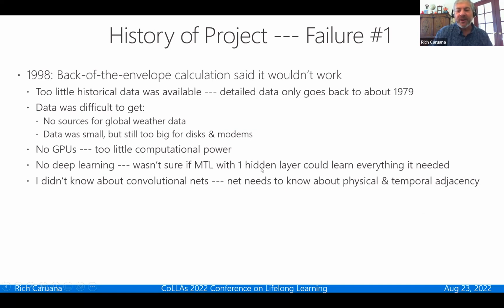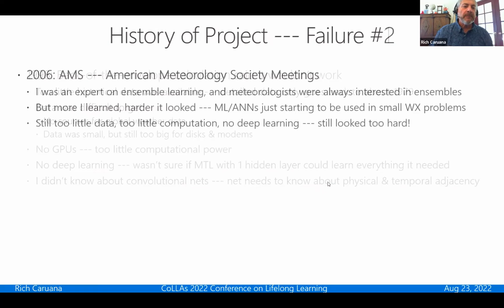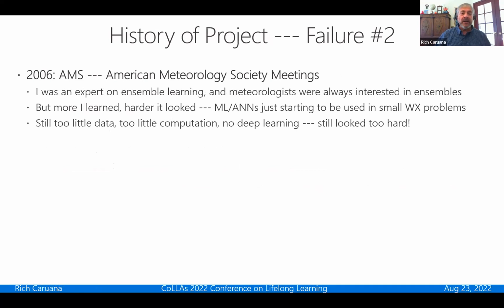I didn't know that one hidden layer really could do this. I thought it was unlikely one hidden layer would work, but nobody had multiple hidden layers working at the time. We all tried, but we all failed at that time to get it to work. And I got to tell you, I didn't even know about convolutional nets at this time, even though they existed. And it's clear these nets need to know about physical temporal adjacency. And you really need convolution or something like that to make that work. Hey, I tried it again in 2006.